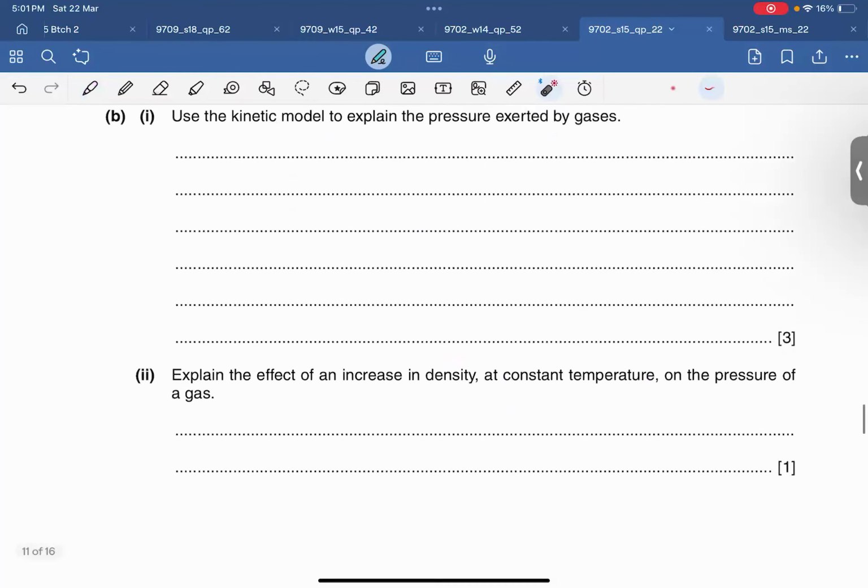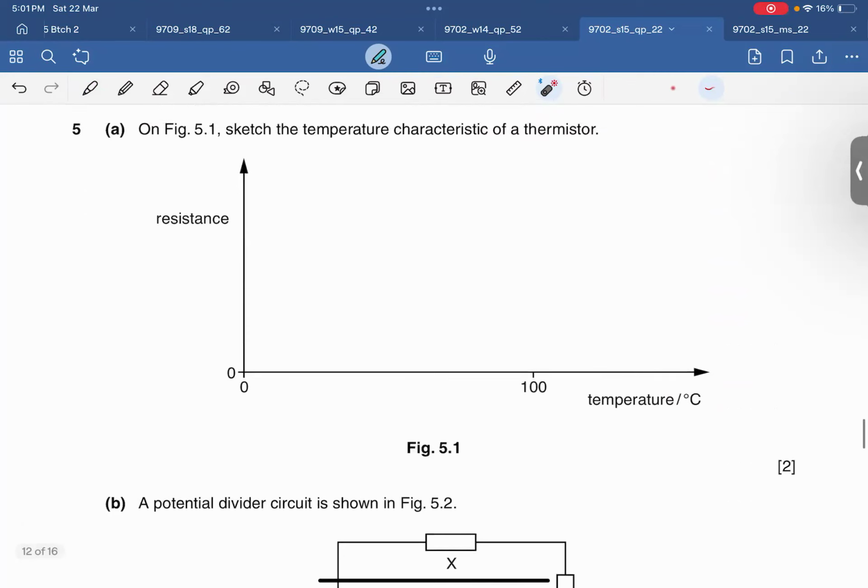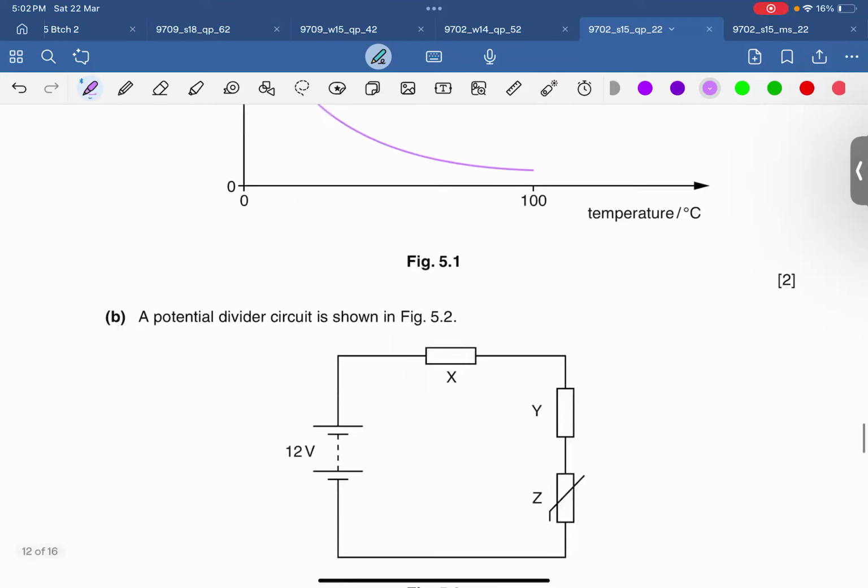अच्छा जी, these are not the part of the syllabus anymore. Okay, आ जाओ भाई इरफान. Are you there? Yeah. Okay, please read the question. On figure 5.1, sketch the temperature characteristic of a thermistor. Okay, do you remember the characteristic of the thermistor? As the temperature increases, the resistance decreases, I think. Very good. So they're basically inversely related. Yeah, like that. Perfect. Okay, please move on.